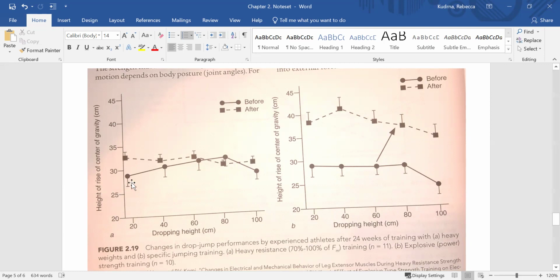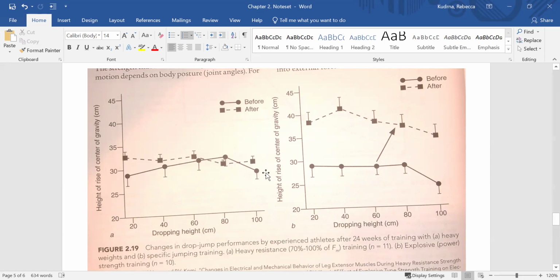And you can see that at the beginning of the study, group A performed like this. Basically, you can see the stretch shortening cycle. When they dropped from slightly higher heights, they were able to jump a little bit higher. That's because they were storing more elastic energy, and then they were returning that energy into a higher jump.